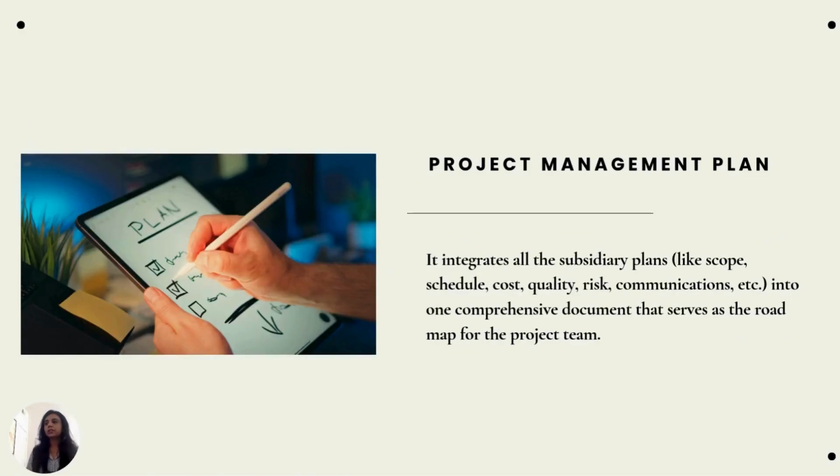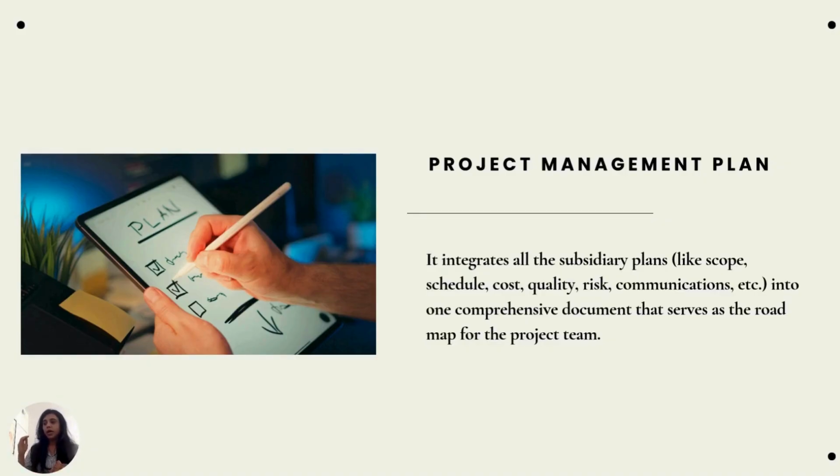Now about project management plan. The project management plan is the single approved document that defines how the project will be executed, monitored, controlled, and closed, right? It integrates all the subsidiary plans like scope, schedule, cost, quality management plan, risk management plan, communications management plan, and all the management plans into one comprehensive document that serves as the roadmap for the project team. It is a primary source of information for how the project will be managed.